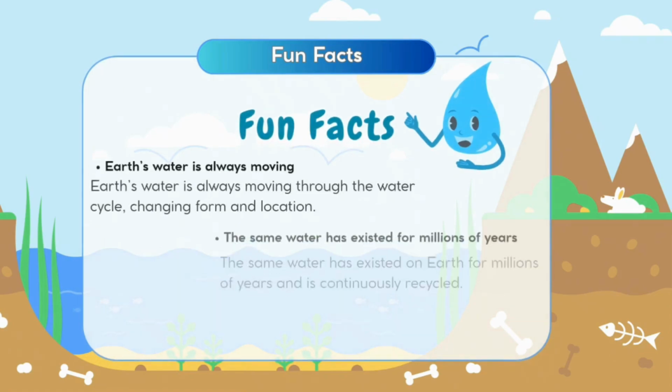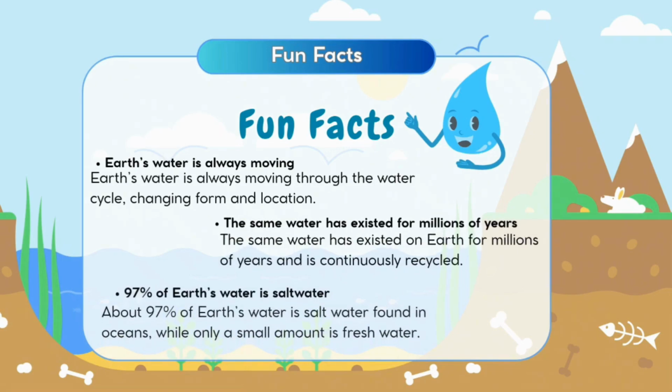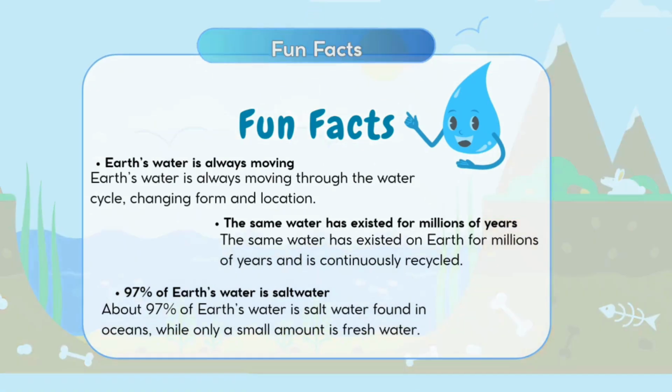Fun fact: Earth's water is always moving. Earth's water is always moving through the water cycle, changing form and location. The same water has existed on Earth for millions of years, and it is continuously recycled. About 97% of Earth's water is salt water found in the oceans, while only a small amount is fresh water.